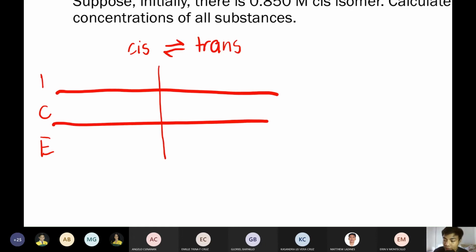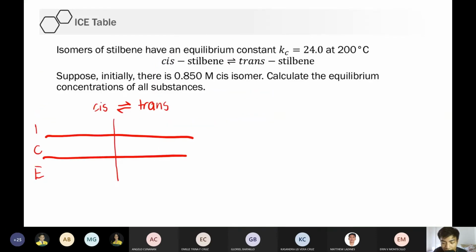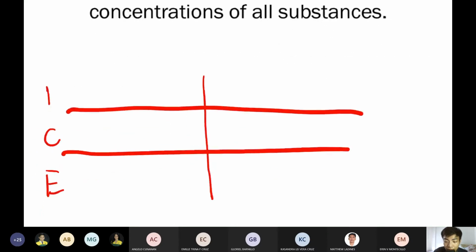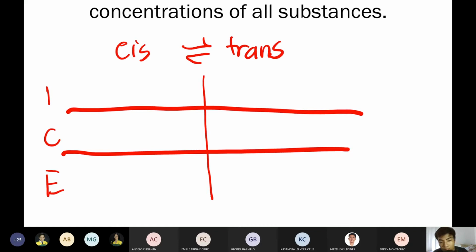Okay? So, on the left, ayusin ko lang. Wait lang ha, ayusin lang natin para pantay. So, yung reaction, sulat mo sa taas, cis, then trans. Okay? So, yung nasa right, yun yung product. Yung nasa left, yun yung reactant.